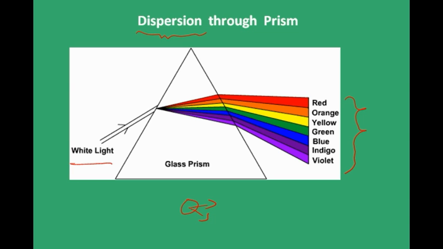These are not exactly 7 colors. Actually, there are many colors. They can be broadly classified into 7 components, and you have an acronym to remember these colors, VIBGYOR. Hope you all know this: violet, indigo, blue, green, yellow, orange, red. This phenomenon is known as dispersion.